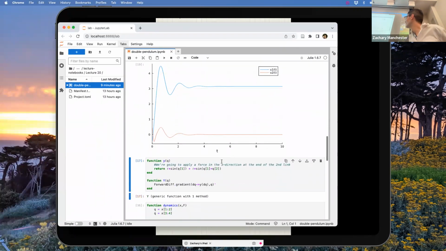Okay, so now here's what we're going to do. We're going to apply a force in the x direction at the bottom of the last link. So it's in the world frame, and it's at the end effector, if you like, right? The end of the second link of the pendulum. That make sense? So here's how we do it. So I want to write this down. Remember, it's in the x direction in the world frame.